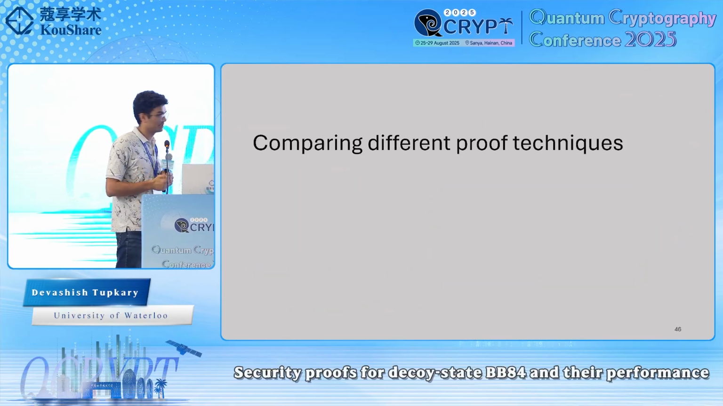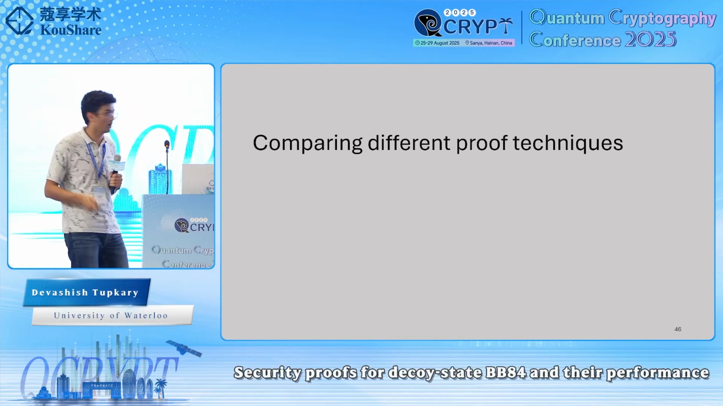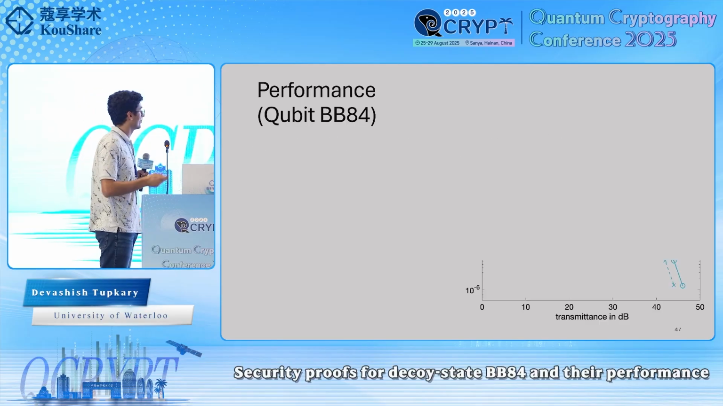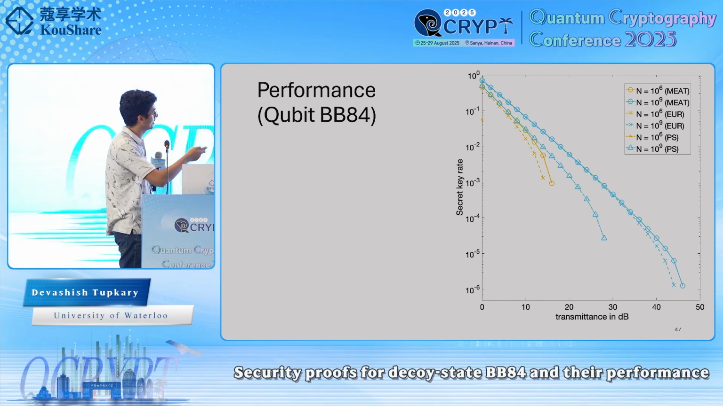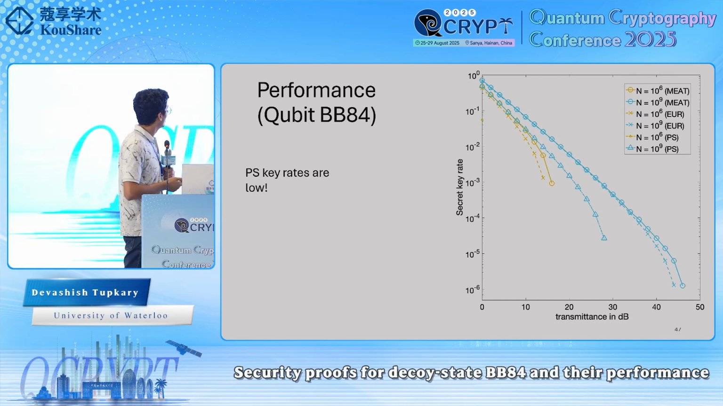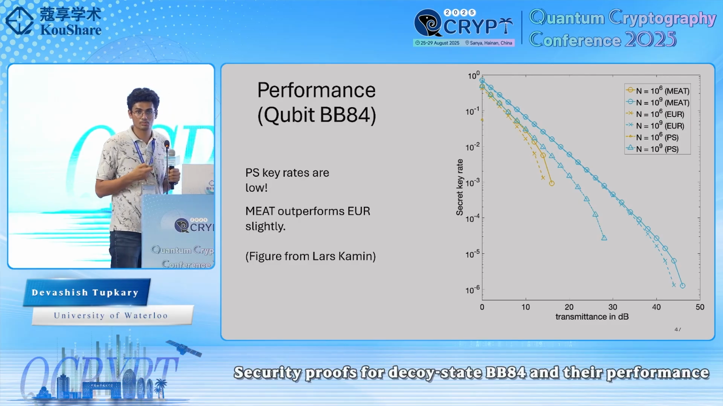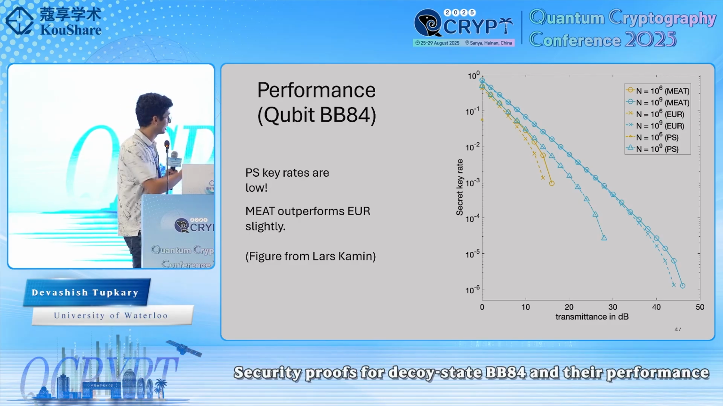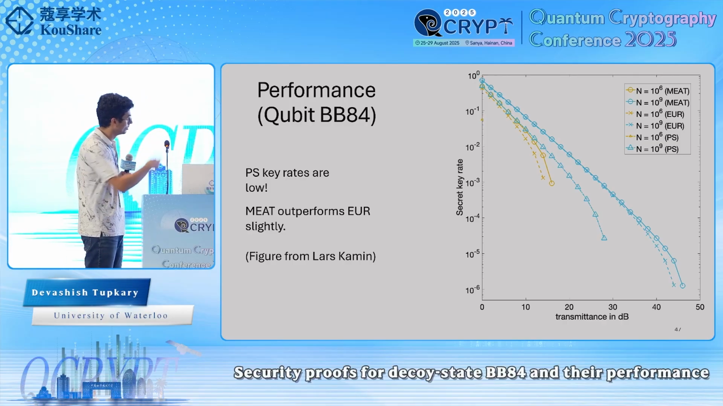Okay, so now in the last 2-3 minutes, we can talk about how the different proof techniques perform. This is the plot for qubit BB84, where we compare MEAT, EUR, and post-selection. Post-selection key rates are pretty low, no surprises there, and MEAT outperforms EUR slightly. And this figure was made by Lars, and he'll tell you more about how to compute the MEAT key rates in his talk.